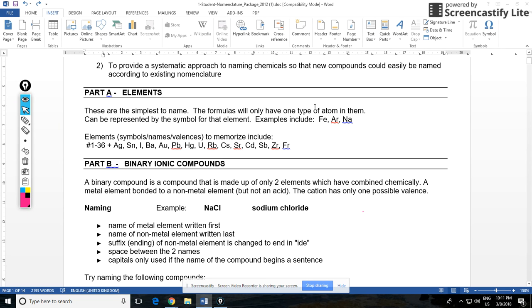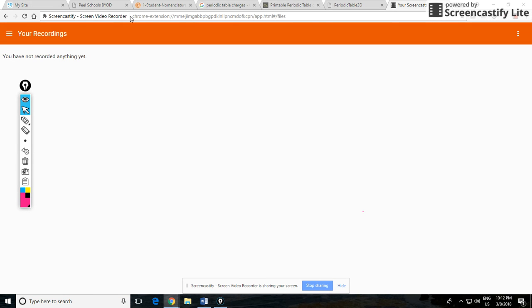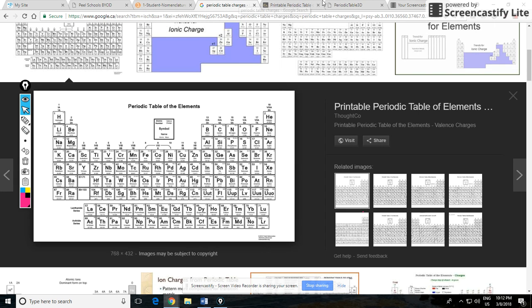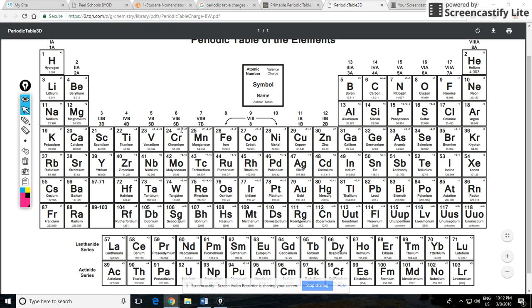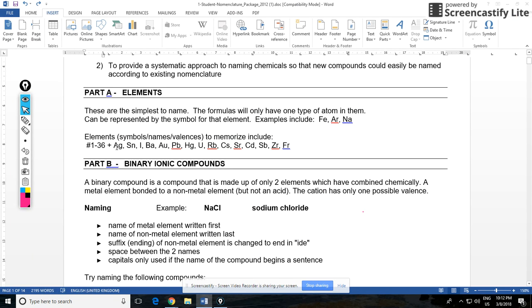In part A, you're simply told that you have to learn how to name elements, and you simply name the elements by looking at the periodic table and naming them as you see them. So if you go in your periodic table and you look for Fe, let's just say, so let's go to our periodic table right over here. We find Fe, we see it's iron, it would be called iron. You need to know elements 1 to 36 plus the other elements highlighted over here.